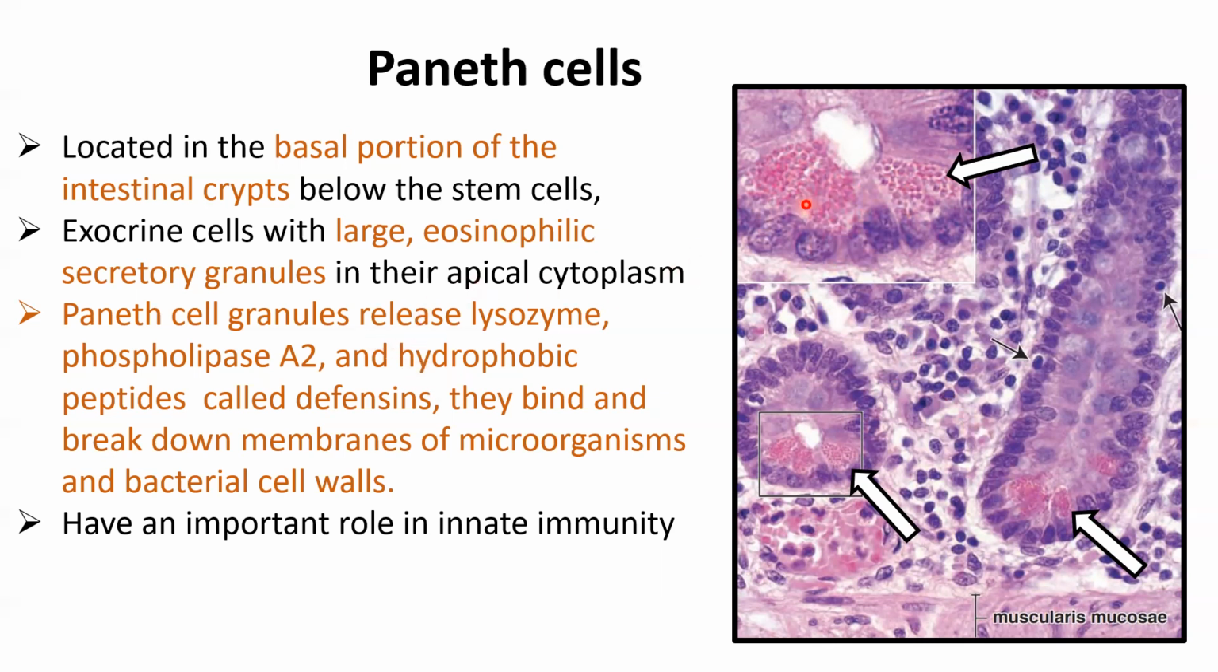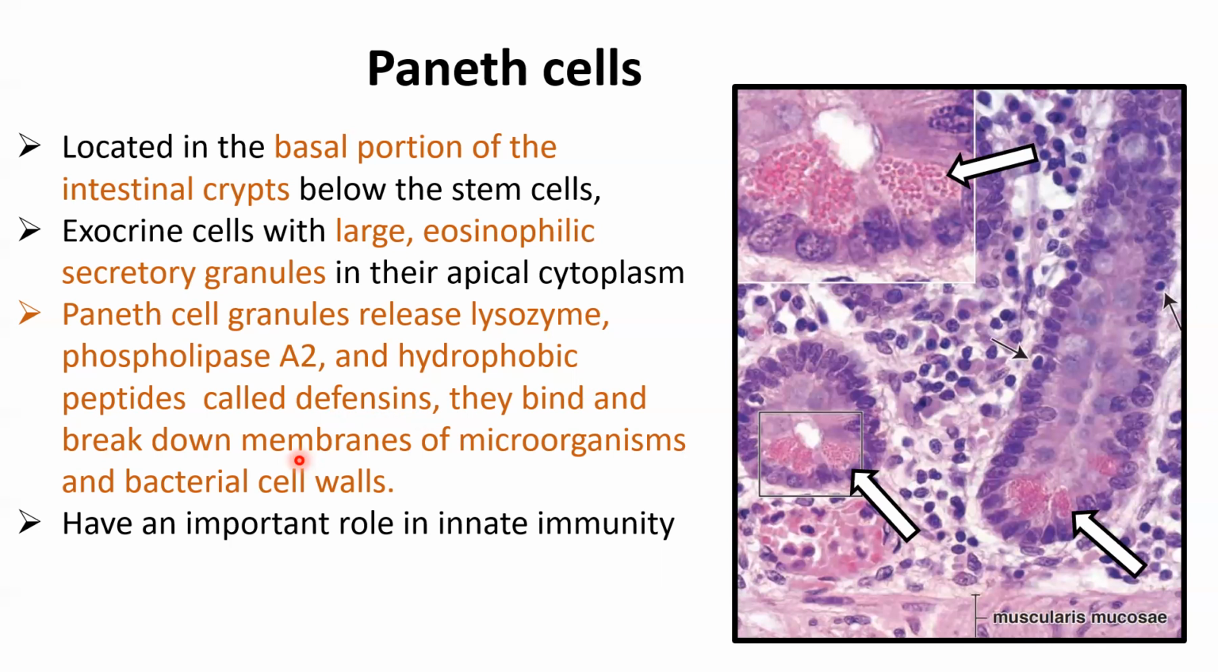And they contain those in their apical cytoplasm. So you can see the nucleus is basal, and the secretions are in the apical part. This would be the lumen of the gland. Here it is. Those Paneth cell granules release lysozyme, phospholipase A2, and hydrophobic peptides. We call them defensins. They bind and break down membranes of microorganisms and bacterial cell walls. So basically, it's part of the immune system.